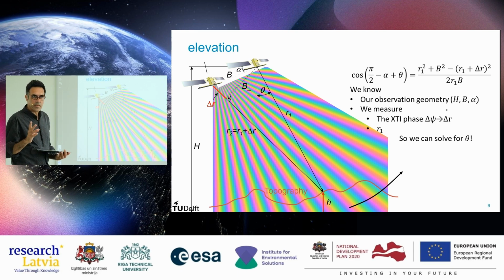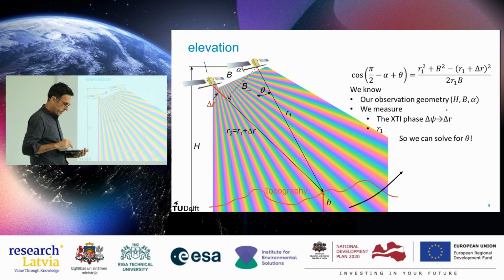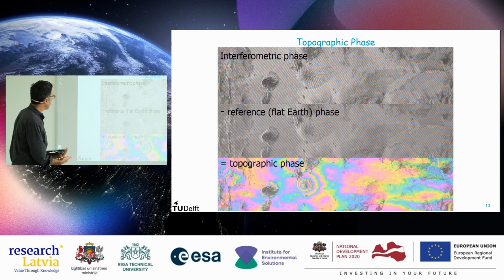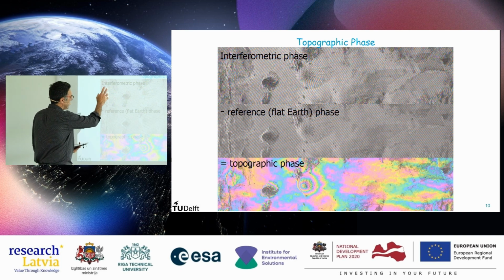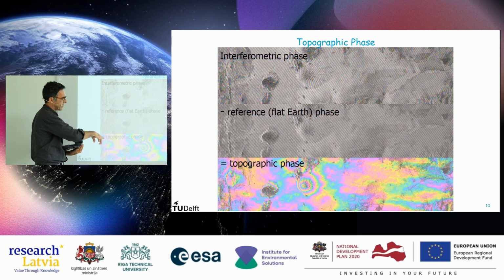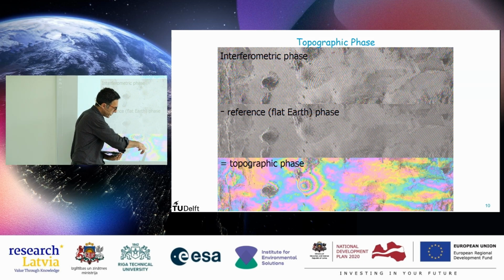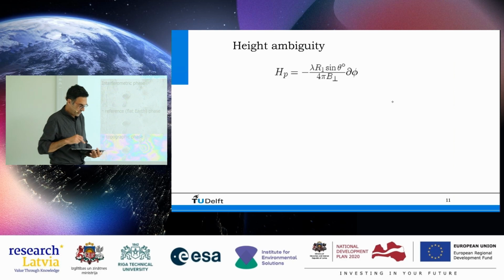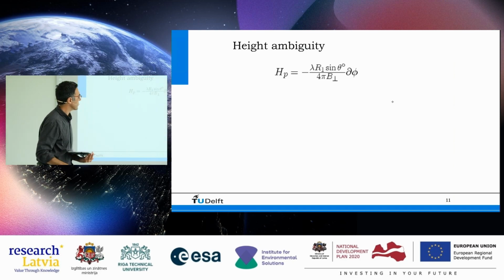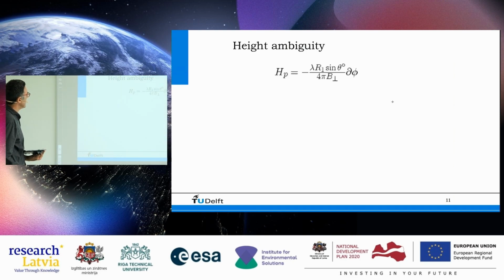Yeah, so that is the big picture on how we can measure elevation. And again, I showed you this before. We have observations, we subtract the ellipsoidal Earth, and then we get topography. And now from these equations, we can also compute how high this mountain is. We can compute the amount of fringes, but we can also compute how high it is. And for that, we need this concept of the height ambiguity.